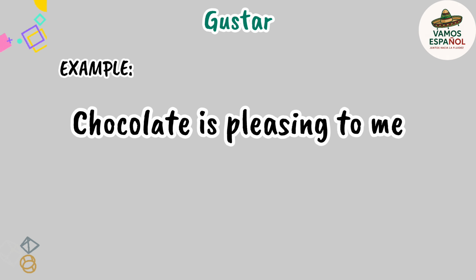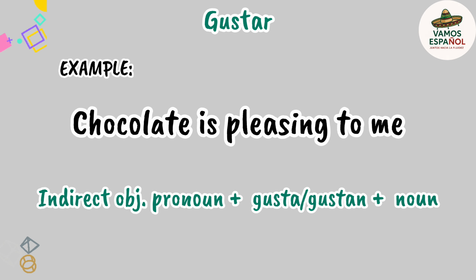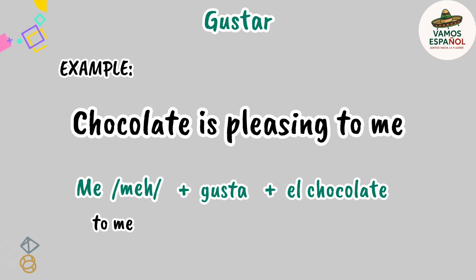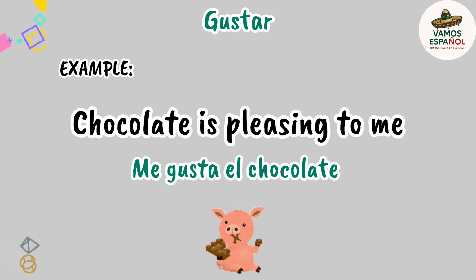let's take an example. Chocolate is pleasing to me. So, following our formula, how do we say this? We say me, which is pronounced "meh" in Spanish, not "me," okay? So, me, that means "to me." And then we have gusta. Now we use gusta because we're just talking about one chocolate. I didn't say chocolates, so it's singular. And to round it all up, we would say el chocolate, which is the literal translation of "the chocolate." So we have me gusta el chocolate.